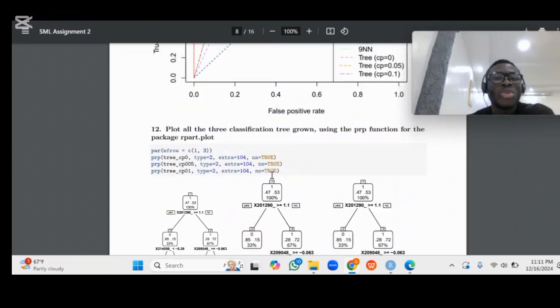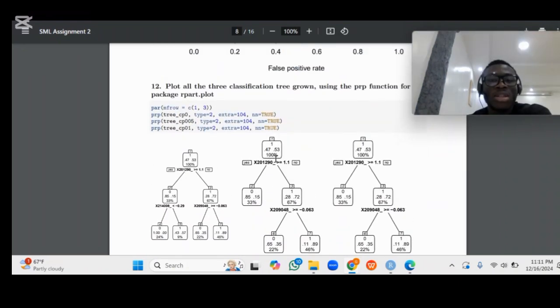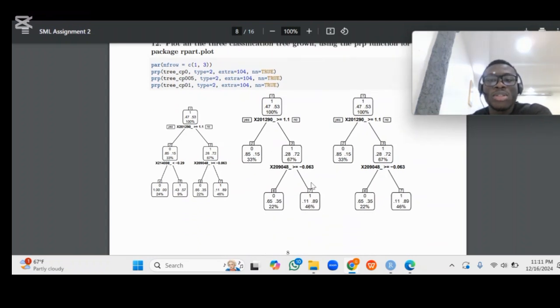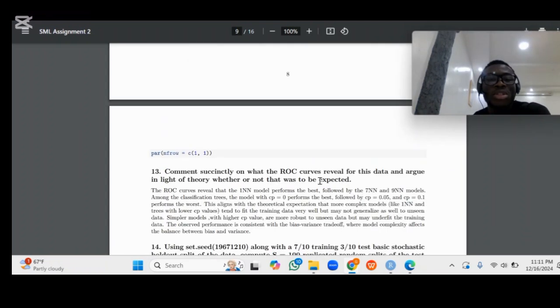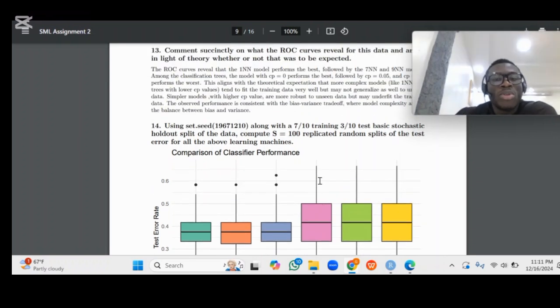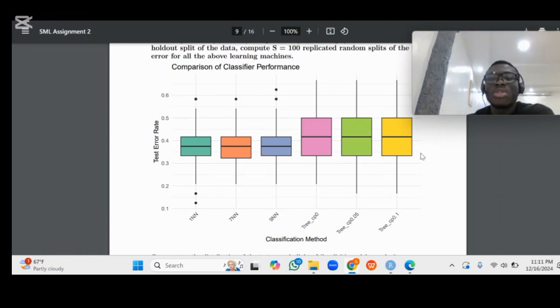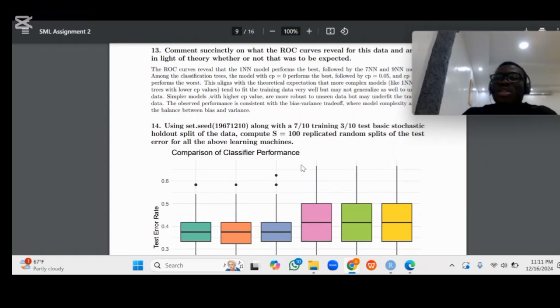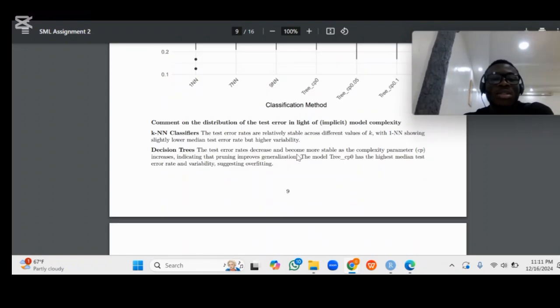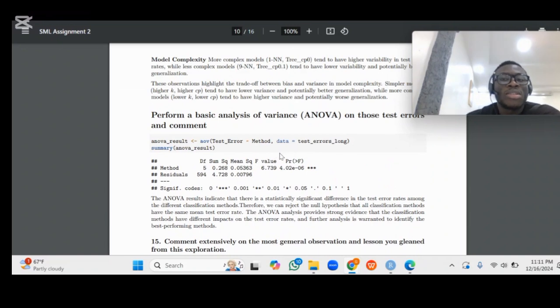And we went on to build three classification trees. We plotted them here. We can see that the CP 0.05 and the CP 0.1 had the same classification tree. Doing a stochastic holdout and plotting the bar plot, we saw that there is no significant difference between all these machines because they were all trained on the same data, and we can see they all work the same. An ANOVA test showed that there is a significant difference between the performance of our models.